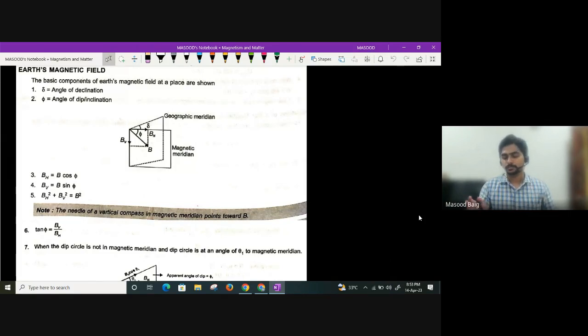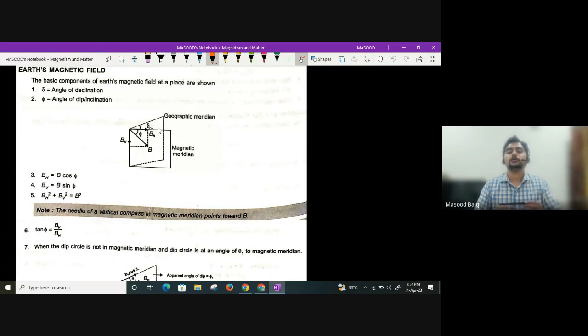And that particular plane which contains the magnetic north, magnetic south, magnetic east, magnetic west, those are called as magnetic meridians, guys. And always remember, geographic meridian and magnetic meridian will be inclined to each other at a particular angle. What is that angle called as? Angle of declination, right? The angle between geographic meridian and magnetic meridian will be called as angle of declination, guys.